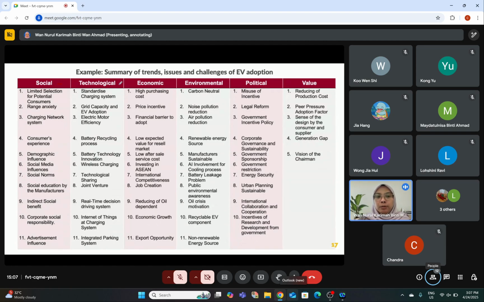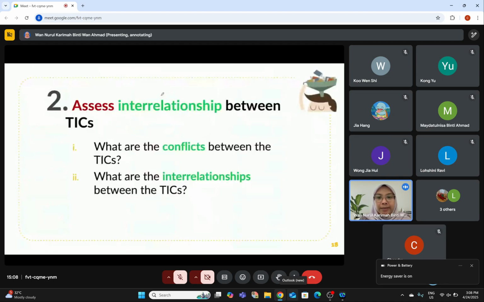Okay, so these are the ones, the summary of trends, issues and challenges, that you are going to use in the merging process, because you cannot use this in your questionnaire. So you have to find the interrelationship between each of the factors here, and how that interrelationship could affect whatever technology that you are studying for your PSM project. So that is the second step, where we assess the interrelationship between trends, issues, and challenges.